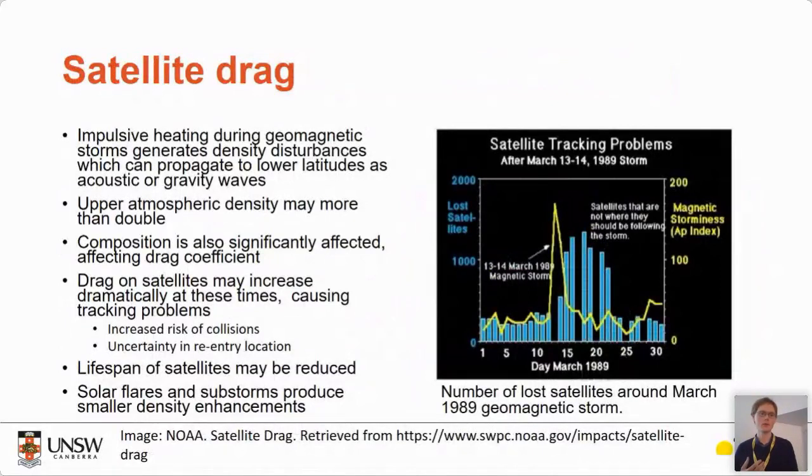Satellite drag, which is a major focus of my research, is also significantly affected by space weather, particularly by geomagnetic storms, which cause these density disturbances originating from the high latitude regions, which propagate down towards the equator. Upper atmospheric density can more than double, which causes significant problems for spacecraft tracking, which will increase your risk of collisions and cause uncertainty for things like the re-entry location. The example on the right-hand side shows the aftermath of a particularly large geomagnetic storm, which caused the satellite tracking to be lost for a very large number of satellites. Similar but much smaller effects can occur due to substorms as well as solar flares.